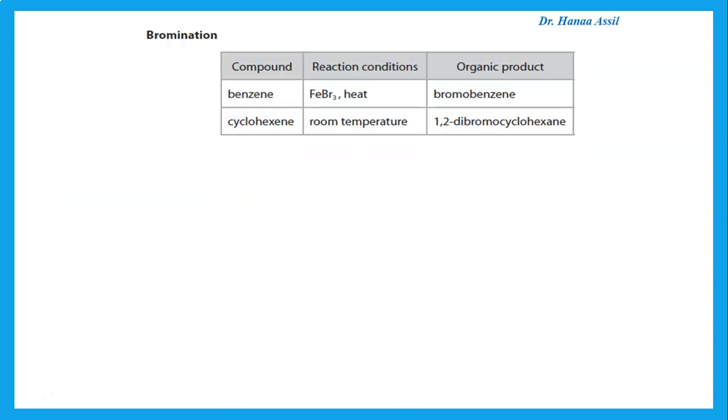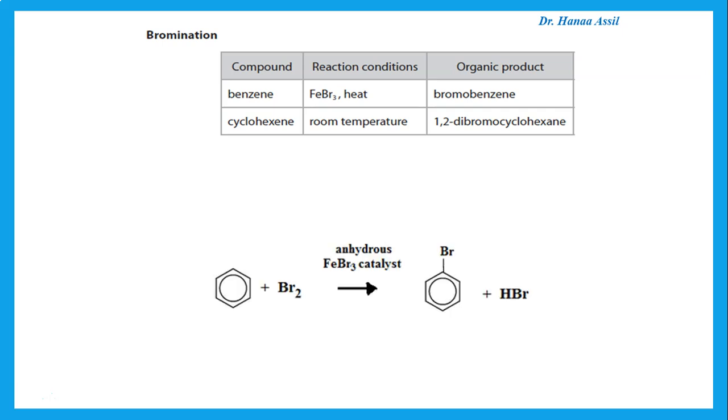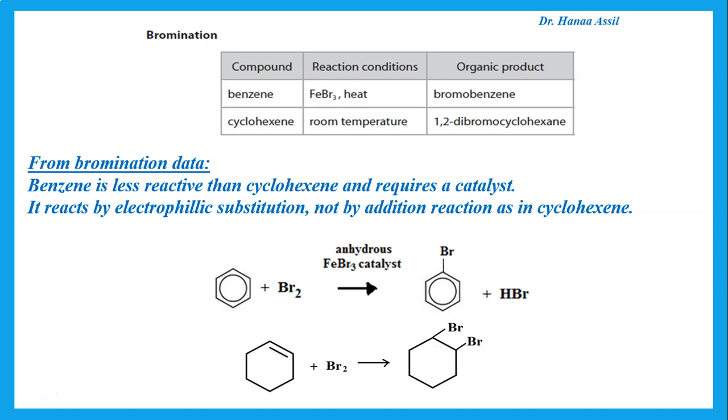Now, bromination, reaction with bromine, we realize that in benzene, if we're reacting with bromine, we need a catalyst. With cyclohexene, it happens at room temperature, no catalyst is needed, and this means that benzene is less reactive than cyclohexene. It also reacts in a different way because benzene does electrophilic substitution, while cyclohexene does electrophilic addition reactions.